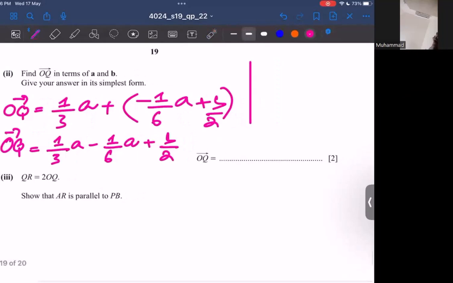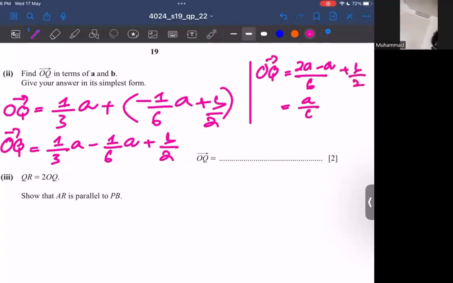The LCM is going to be 6. 2A minus A plus B/2. So 2A minus A is A/6 plus B/2. So you got the OQ vector: A/6 plus B/2. Right? So you got this vector now here.